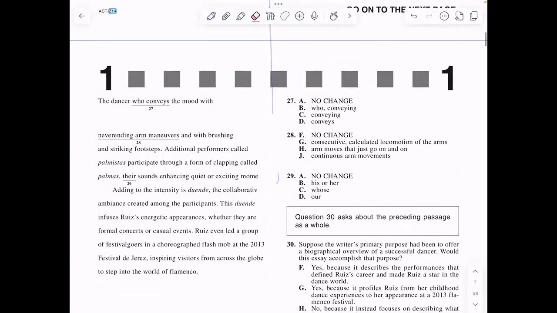Okay, 27. The dancer who conveys the mood with never-ending arm maneuvers and with brushing and striking footsteps. Shortest, D, no big deal there. Don't trick yourself on those. Do get to the point, pick the shortest. The dancer conveys the mood with never-ending arm maneuvers. That sounds exhausting. So I would probably go continuous. Just because we're not ever never ending, we're just doing it continuously for a set amount of time.